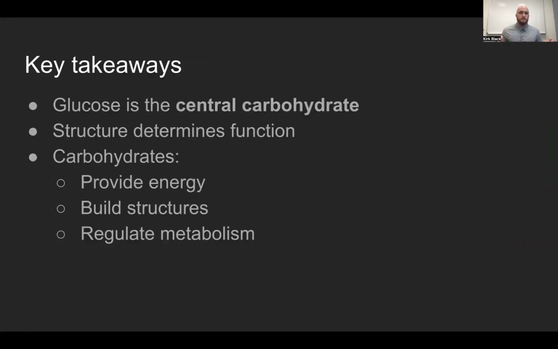So what are some key takeaways? I want to reiterate that glucose is the central carbohydrate. Like we hit on, it is the precursor for many, many pathways, specifically glycolysis, that allows the body to have its energy. Alongside this, structure determines function. Remember, alpha 1,6, because of its highly branched structure, determines that glucose is able to be easily accessed for further breakdown and further energy consumption.